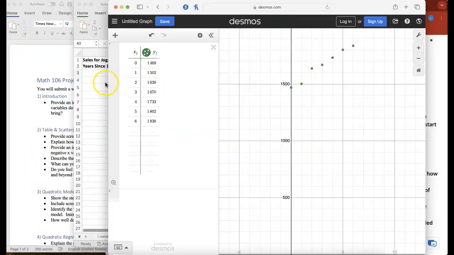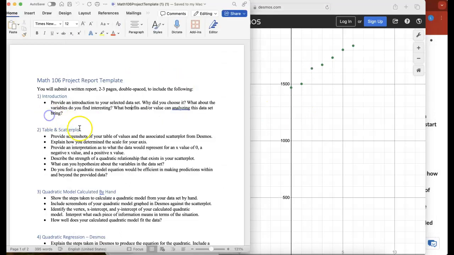And you can just copy and paste your data in. And if you're not sure how to do that, you can click the little plus sign, and that's where you're going to find the table. So you're going to click the little table there, and then you can enter your data and see it. And you're going to go through and describe all of these things.